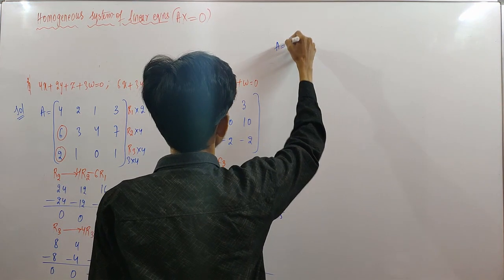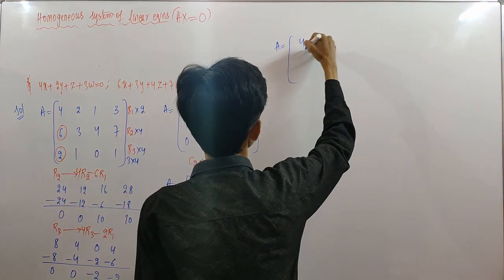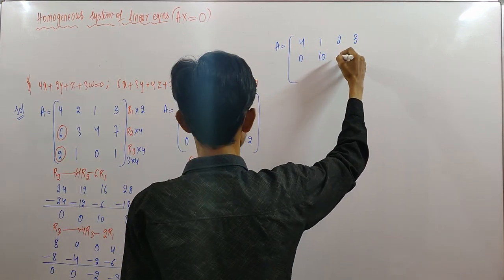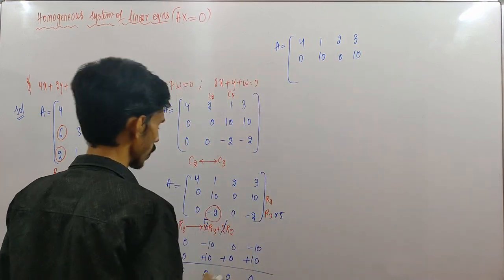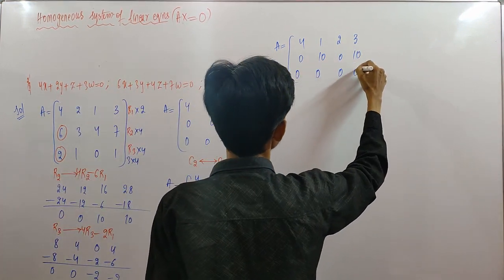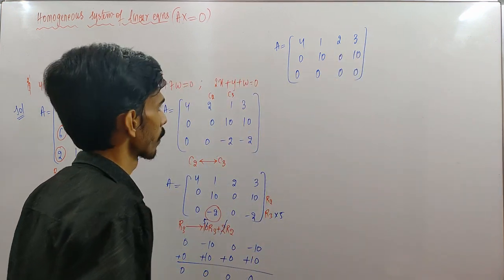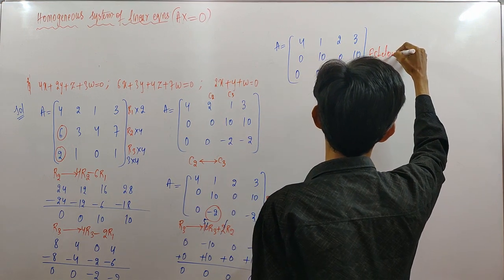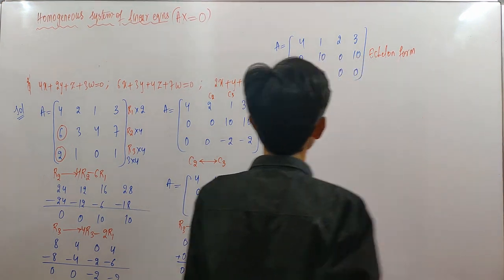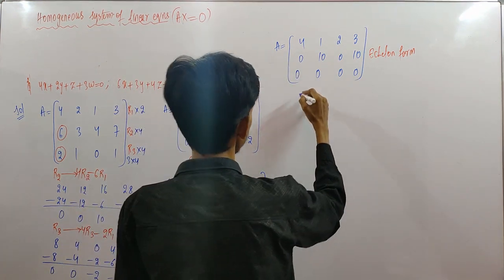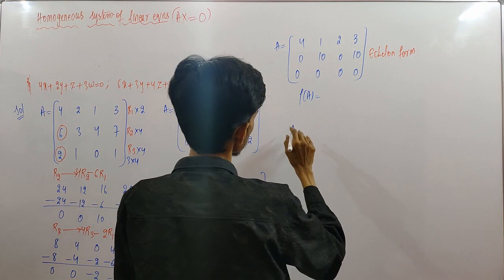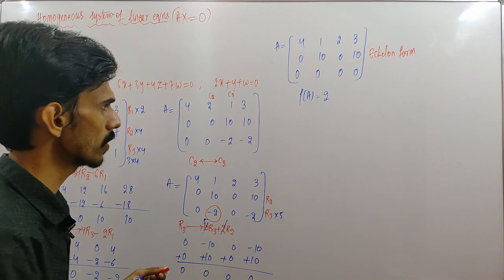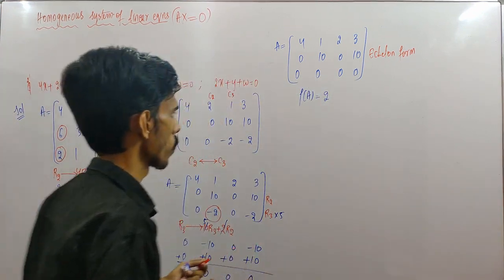Now this A matrix we have 4 1 2 3, 0 10 0 10. The last will have 0 0 0 0. Now this is echelon form. Now from this we can say the rank of the coefficient matrix is the number of non-zero rows. So 2 is the rank of this matrix since this is a complete 0 row.